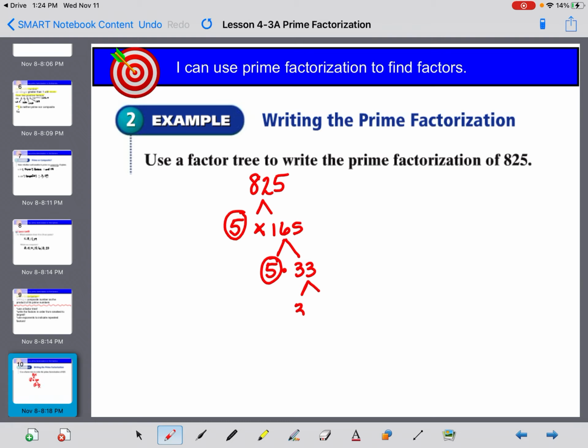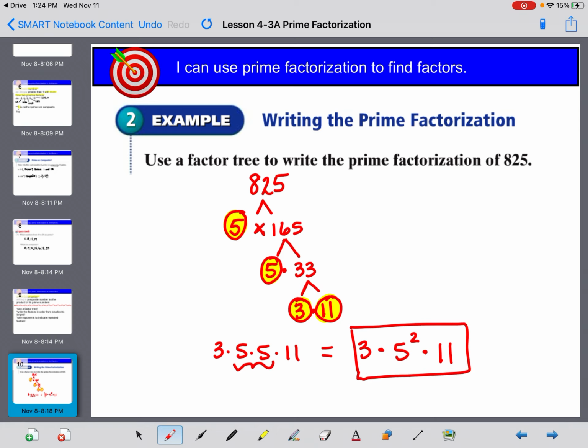33 is divisible by 3 and 11. 3 is prime and 11 is prime. So the prime factorization, written in order from smallest to biggest, is 3 times 5 times 5 times 11. But we want to use exponents when we have repeated factors. 3 times 5 squared times 11 is the proper format to write a prime factorization.